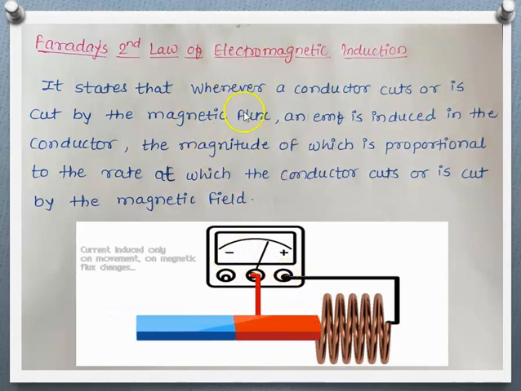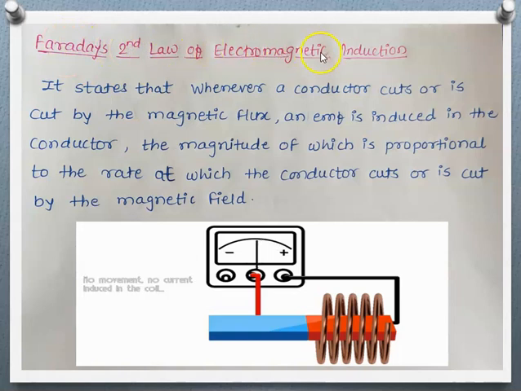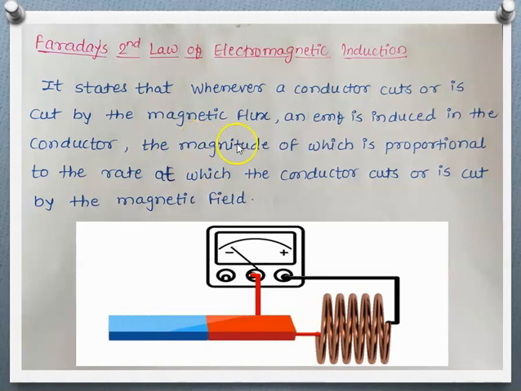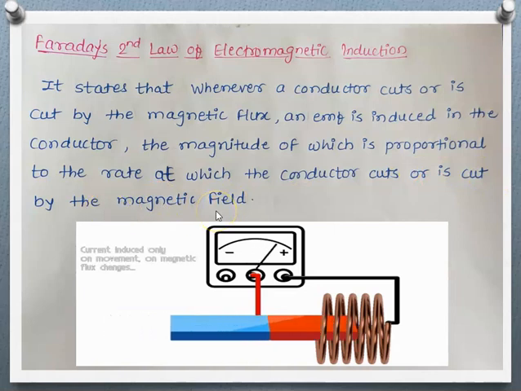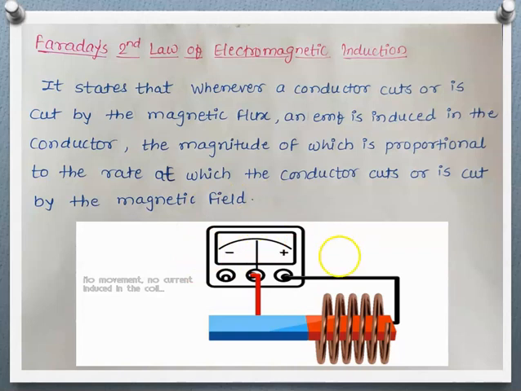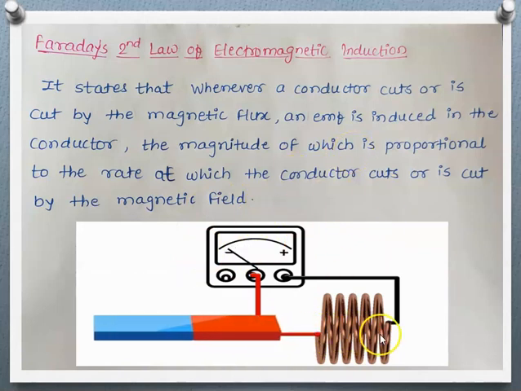But the magnitude of EMF induced is stated by Faraday's second law of electromagnetic induction, which states that the magnitude of that EMF is proportional to the rate at which the conductor cuts or is cut by the magnetic field. That means the magnitude of EMF produced is proportional to the rate at which it is cutting the magnetic flux.